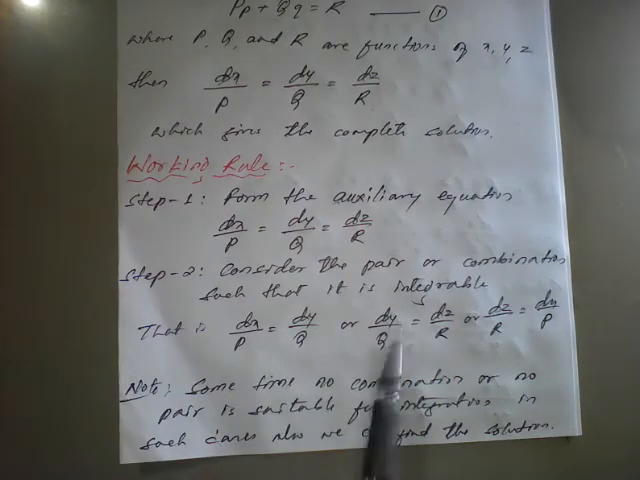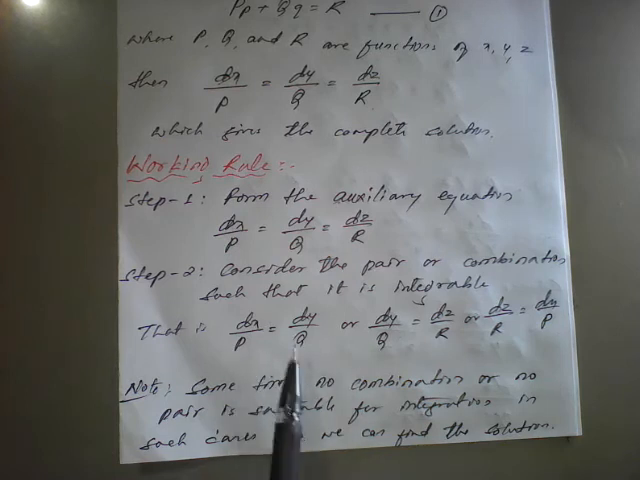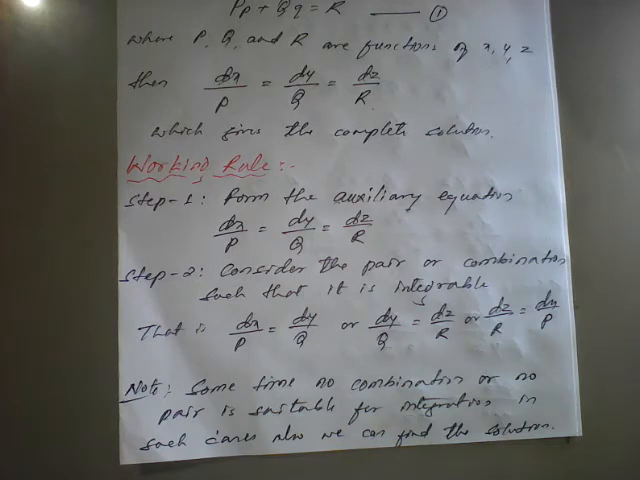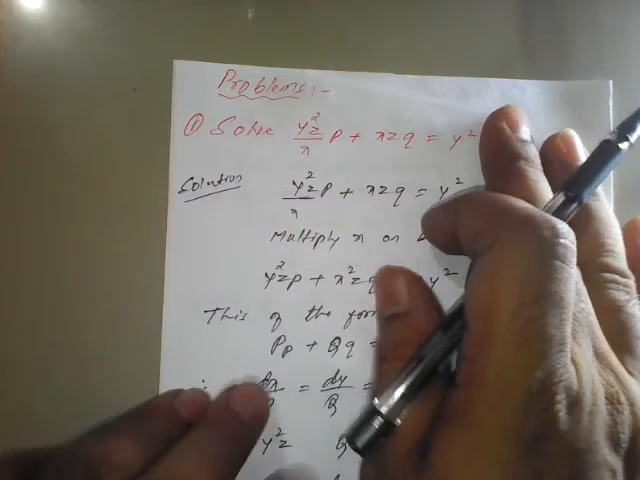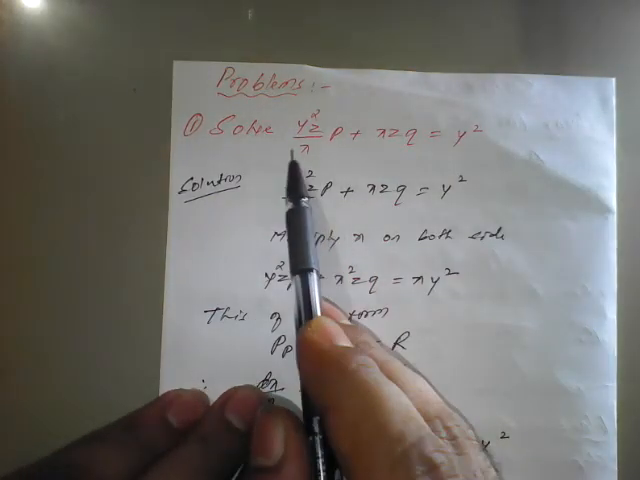Sometimes, after choosing, the given pairs will not be possible to integrate. At that time we need to apply a concept called multipliers. We have to choose multipliers. We'll see how to choose the multipliers in particular examples only. So I will take the first example now, explain it, and show you how to simplify it.